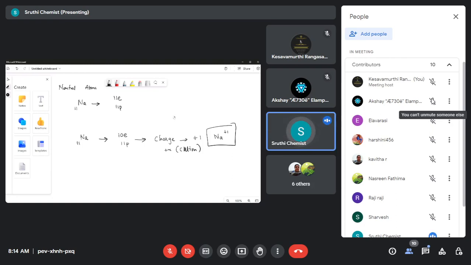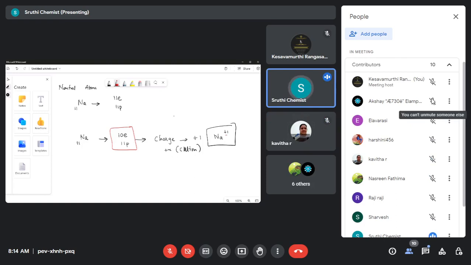Very simple. You see the charges. Which is in excess? Electron is in excess or proton is in excess? Proton, ma'am. Proton is in excess. So how many protons are extra? 1. That's the reason it is Na plus 1.